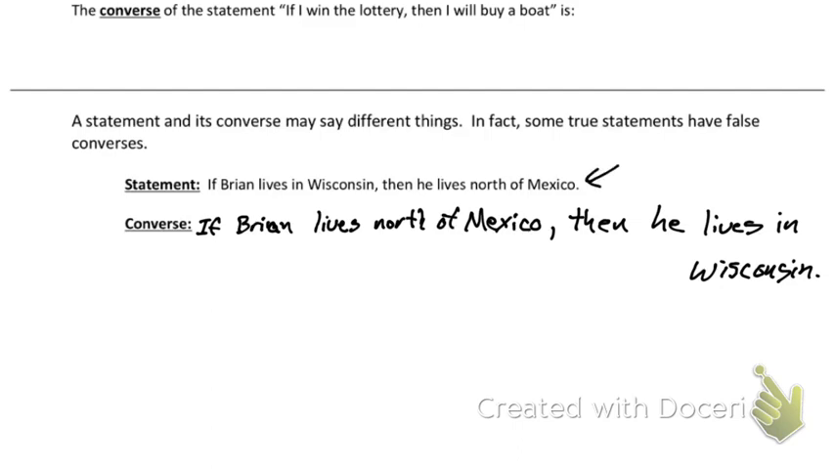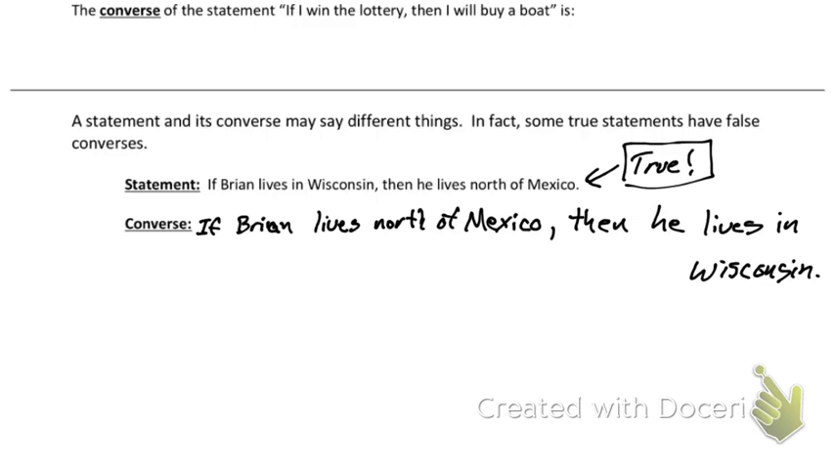So we said the statement above it was true, right? We said that's 100% true. No matter where he lives in Wisconsin, he's going to be north of Mexico. Is the second statement always true?